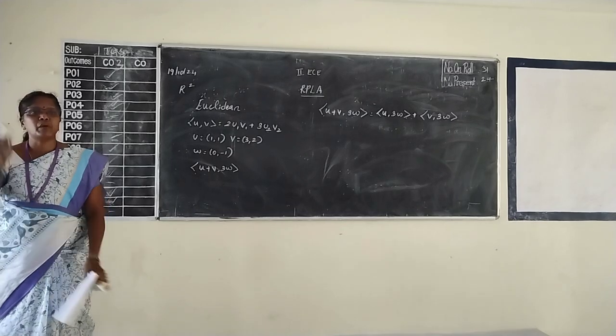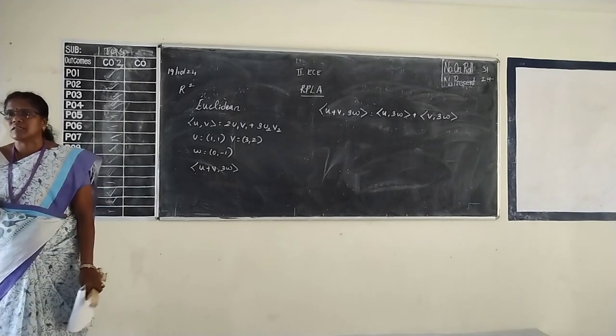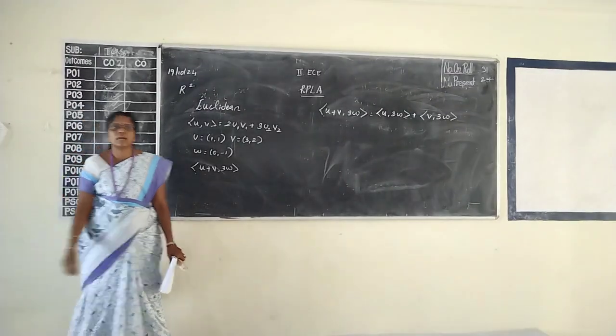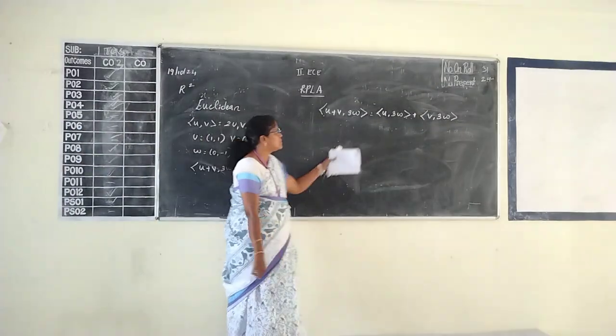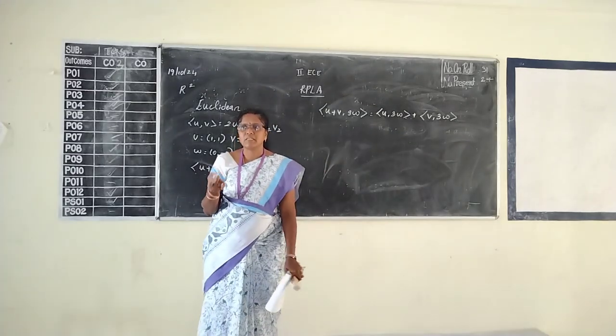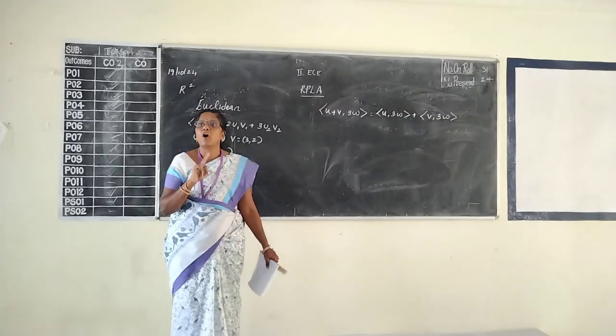We have the definition only for inner product of x comma y, not for any constants. You have to take the constant outside. So how do you take the constant outside? Is the constant in the first one or second one? Second one. If you take it outside from the second, it will become a conjugate.